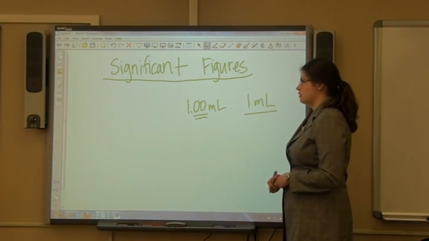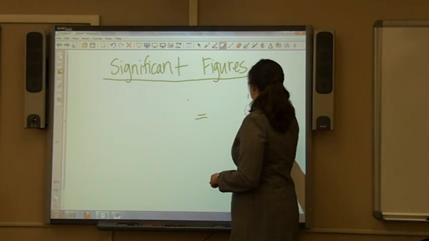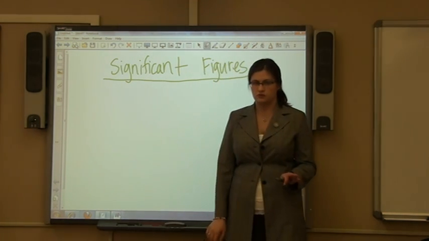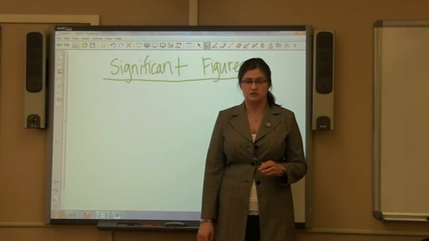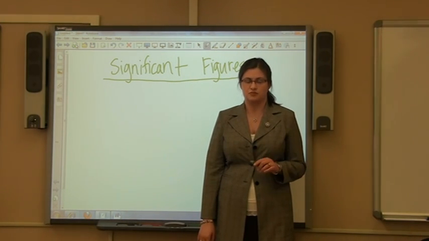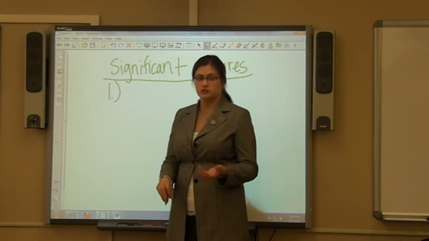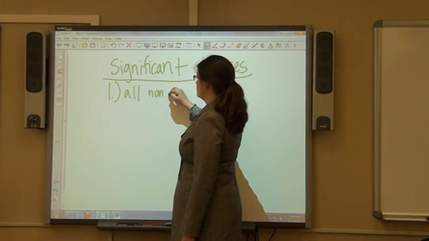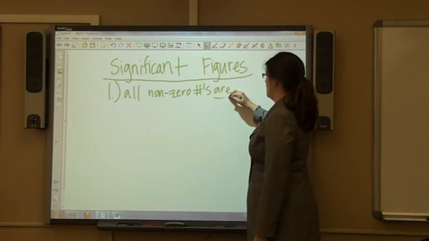Okay, so let's talk about how we determine significant figures. There are a whole list of rules, and just like for most of the topics that we'll be discussing, I've come up with for you a series of rules that if you follow these rules, you should probably never go wrong. Okay, the first rule in determining significant figures is that all non-zero numbers are significant.